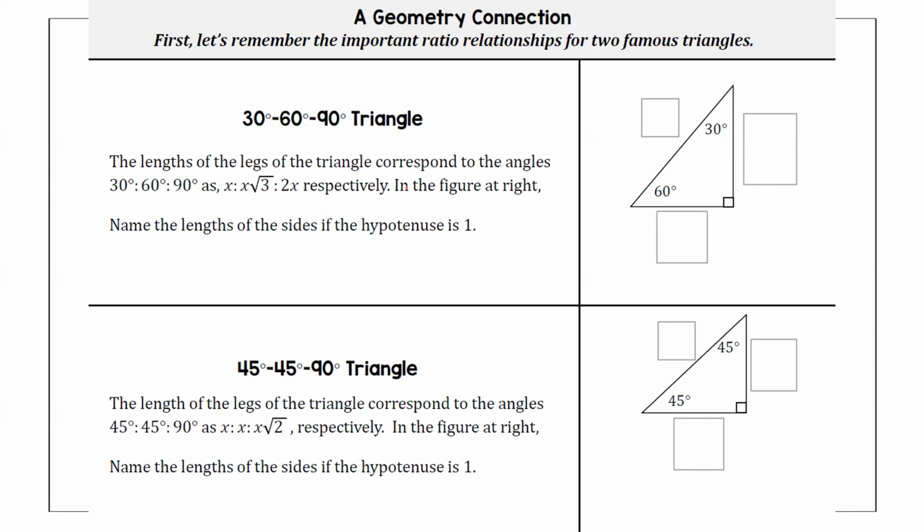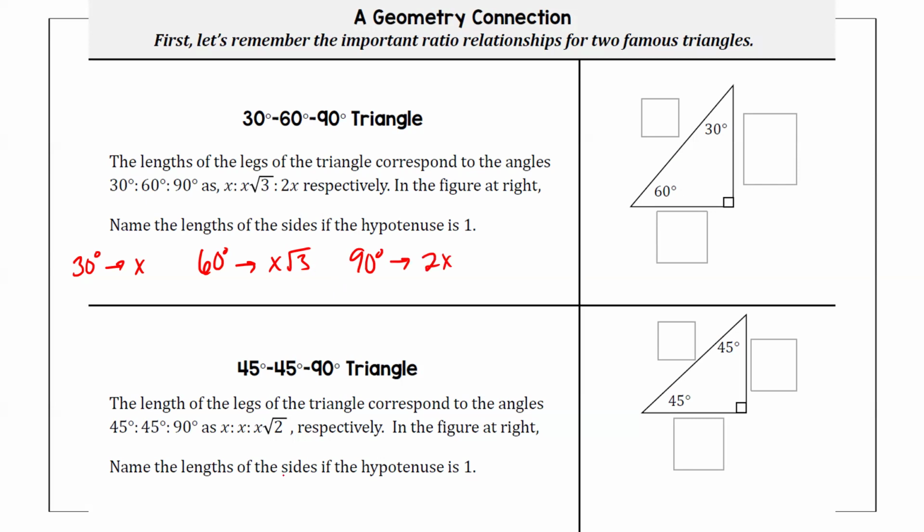All right. So up first, we're going to establish what the ratio is. So you have a 30 degree. Across from 30 degree, that's what we call our x side. You have your 60 degree angle. Across from 60, the ratio for that is x square root of 3. And across from your 90 degree, it's going to be your 2x.